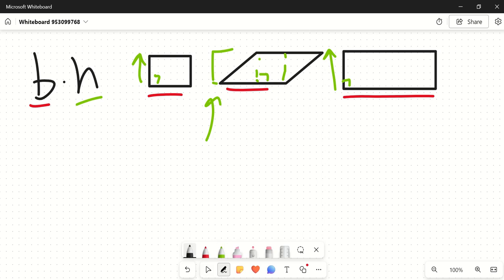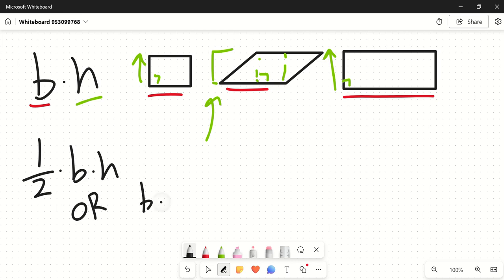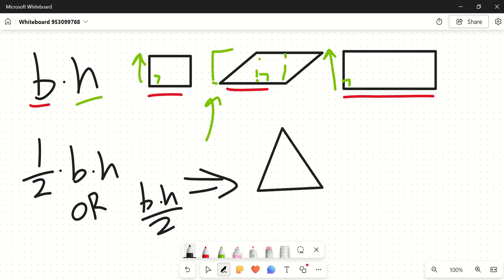Who knows what the formula for this is? 1/2 times base times height, or base times height divided by 2. What shapes is that formula for? I know you know. I'm trying to see if anybody else knows. So we went over this last chapter. Adrian, what is it? Triangles. And it doesn't matter what type of triangles. Right triangles, acute triangles, obtuse triangles, it does not matter. It's always going to be base times height divided by 2.